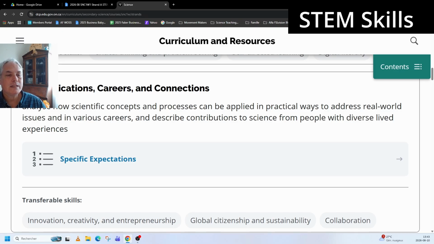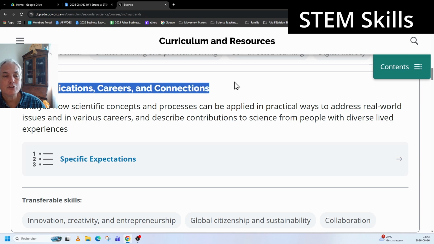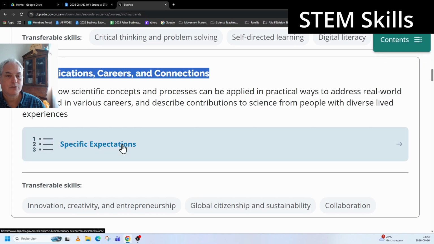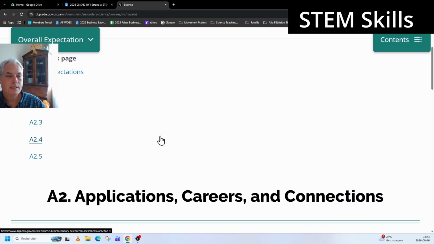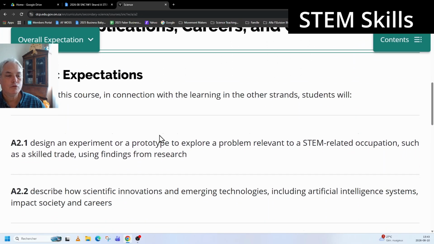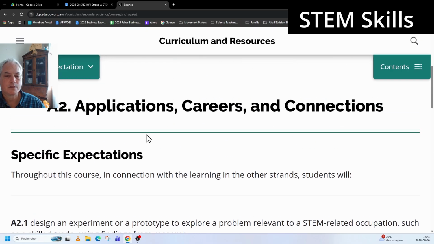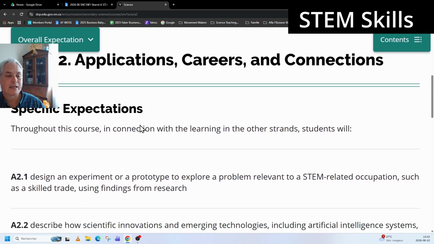So for the second part here, we have applications, careers, and connections. Analyze how scientific concepts and processes can be applied in practical ways to address real-world issues and in various careers, and describe contributions to science from people with diverse lived experience. So let's see how it goes. So here we have A2, and they go like this. So it's about applications and careers and connections.